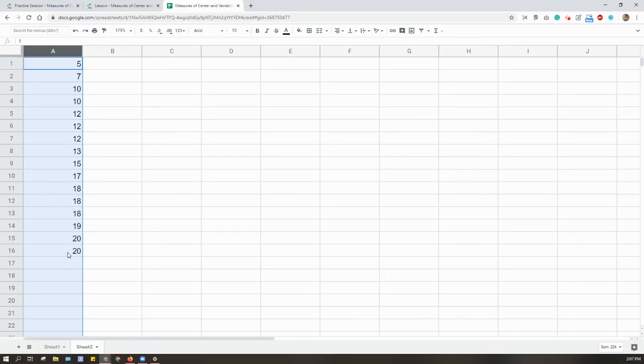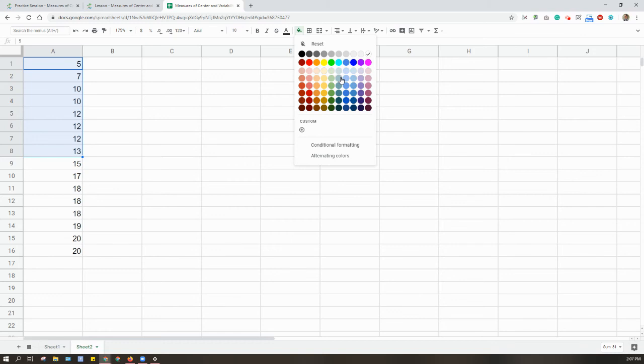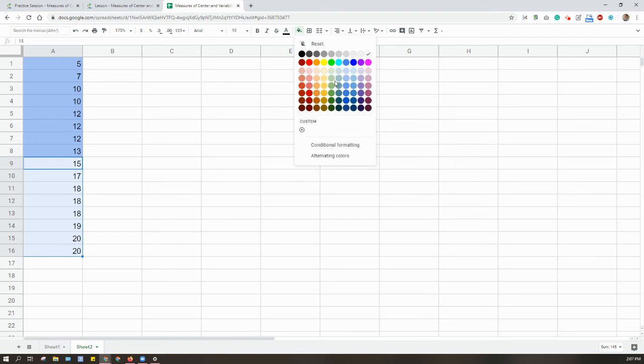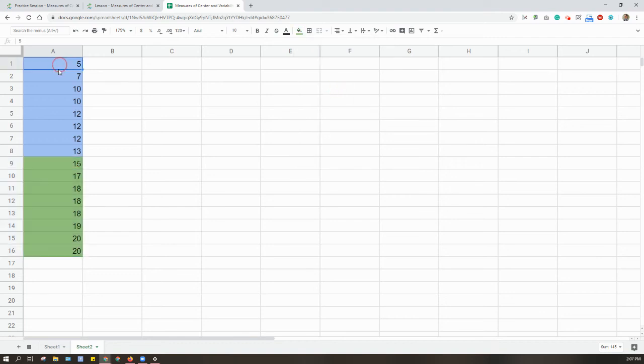We have 16 numbers here. So that means 8 numbers are going to be the lower half. So I'm going to go ahead and highlight those just so you can see them. I'll put them in blue, let's say. And the upper half, I'll put those in green. Okay. So we got the lower half of the numbers in blue and the upper half of the numbers in green. So what is the median?